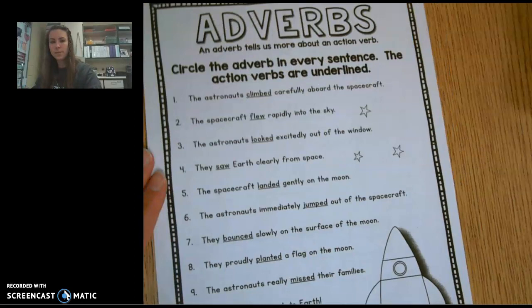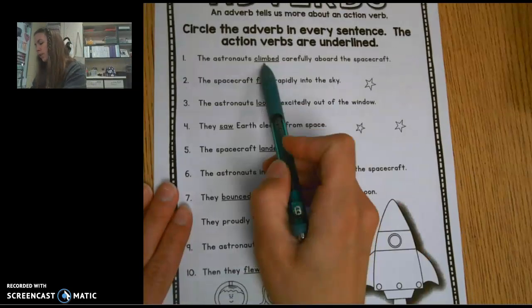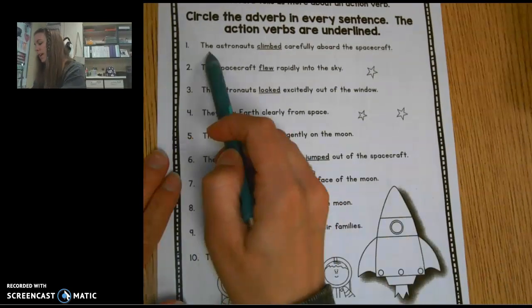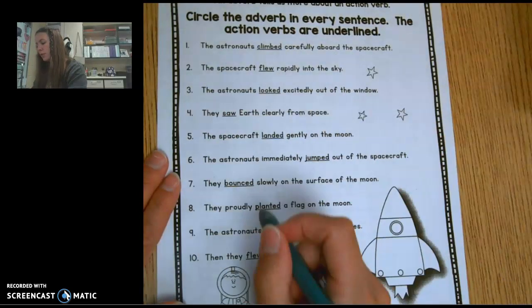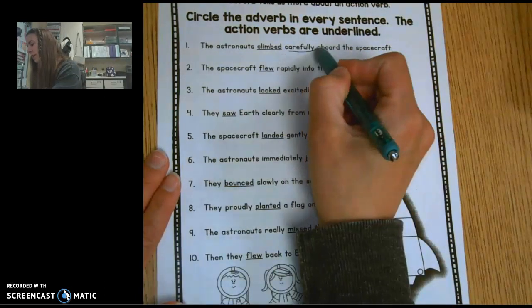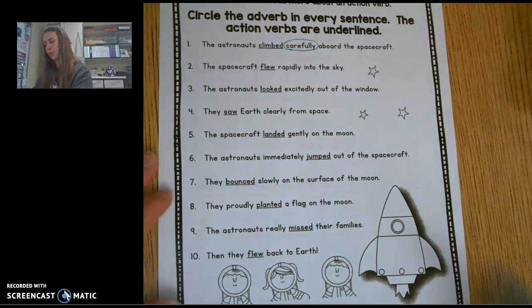On the back side, it says circle the adverb in every sentence. The action verbs are underlined. So they've underlined the verb for you, and now you need to find the word that tells you more about the verb, which is your adverb. Number 1, the astronauts climbed carefully aboard the spacecraft. So this will be a how question. How did they climb? Carefully. So that's the word I will circle.